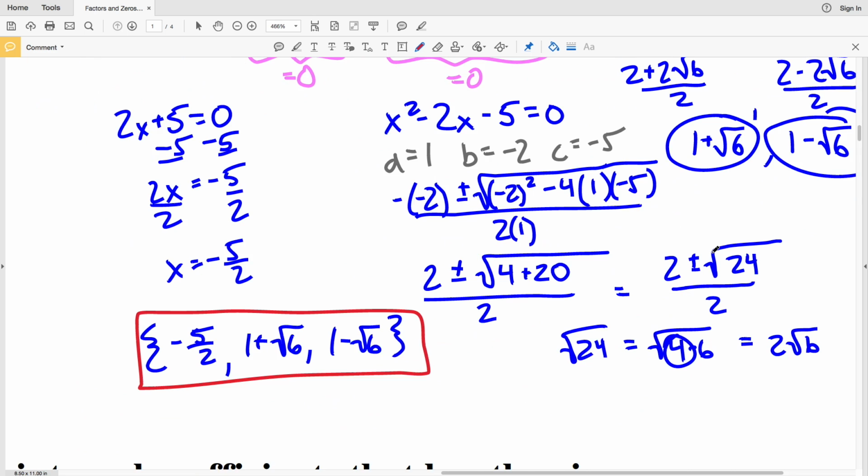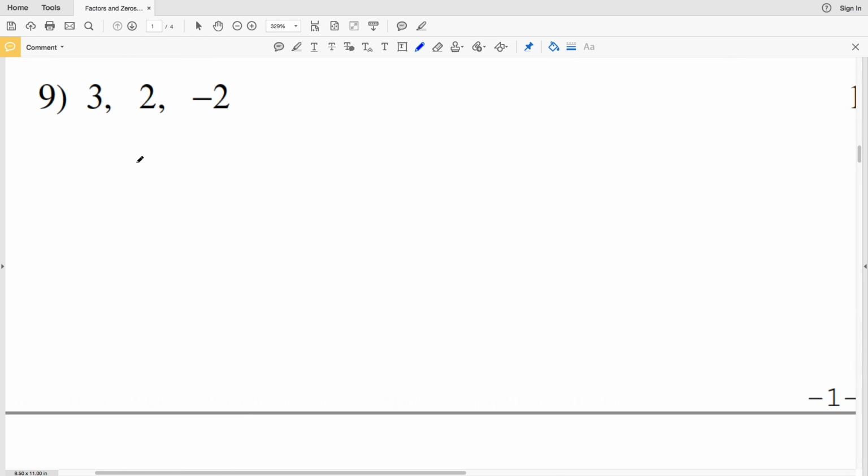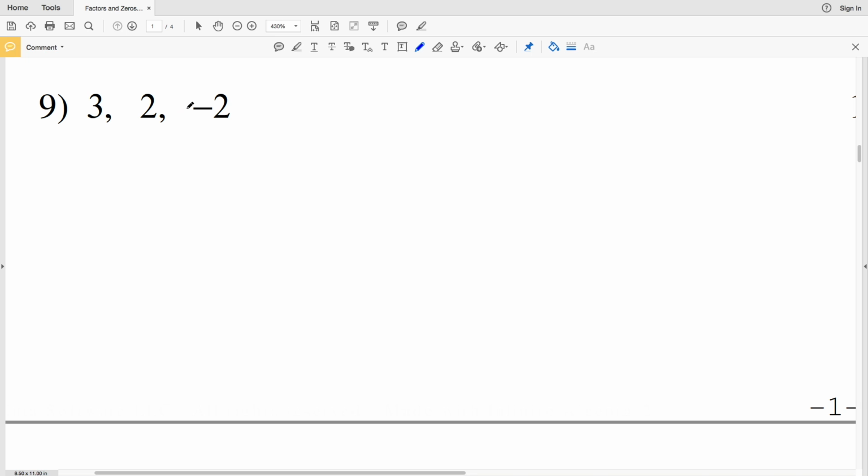Now let's move on to our next set of directions. In this next set of directions, we're to write a polynomial function of least degree with integral coefficients that has the given zeros. So essentially what we're doing is the reverse of what we did in numbers 1 through 8. So it gives us that our zeros are 3, 2, and negative 2 for number 9.